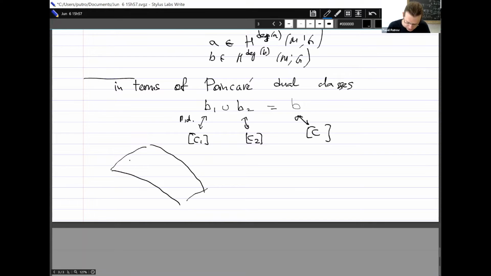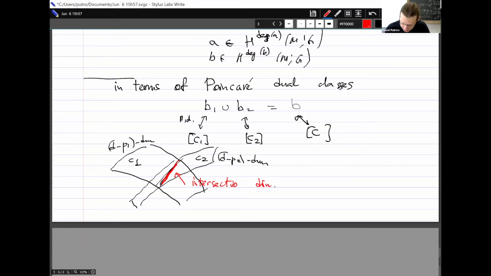So roughly it works like this. We have some chain C1, and then we have a chain C2. Now we consider this in a manifold of dimension d. So this chain is d minus p1 dimensional, and this is d minus p2 dimensional. And so the intersection is generically of dimension d minus p1 minus p2, because when you intersect submanifolds, the codimensions add up.